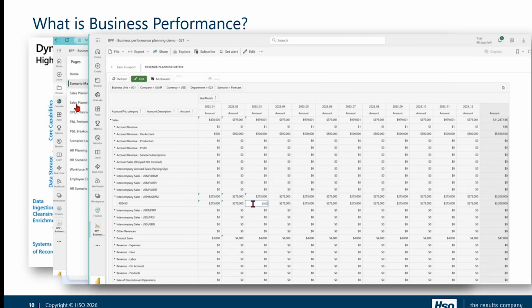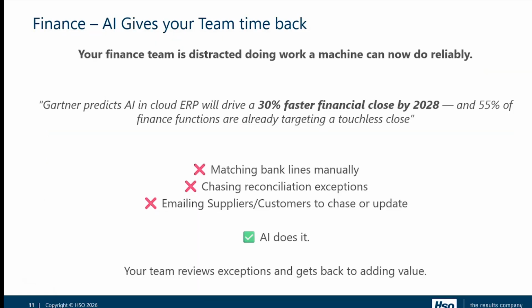So moving on to the rest of finance, I kind of split it into a few different sections. So first off is AI. We've all heard it a lot. What can it actually do for me? So what we're talking here is the more out of the box, just switch it on and use it type AI usage, rather than build your own models and more advanced stuff. So yeah, your finance team is distracted doing work a machine can now do reliably.